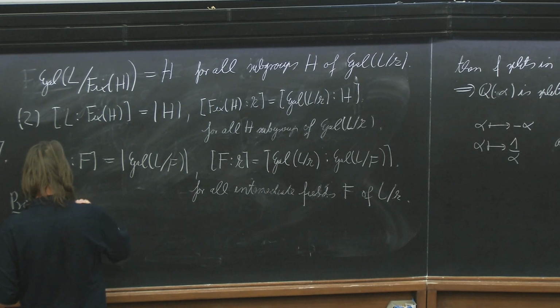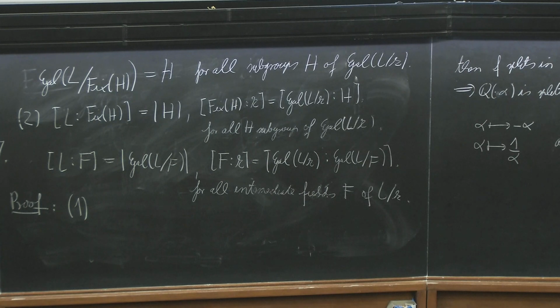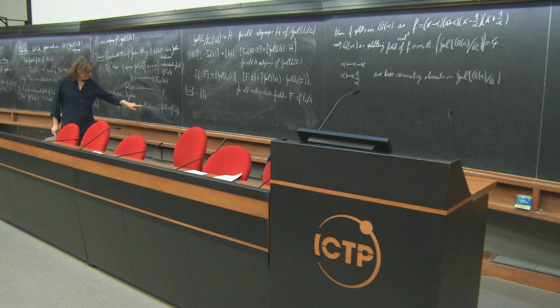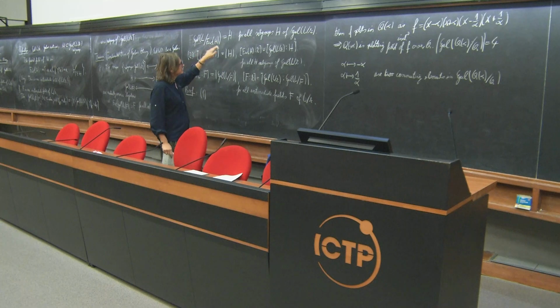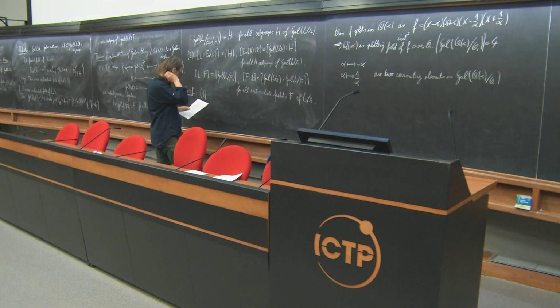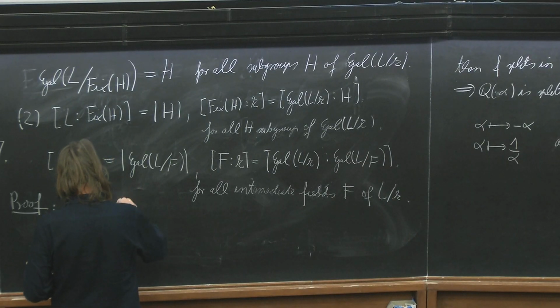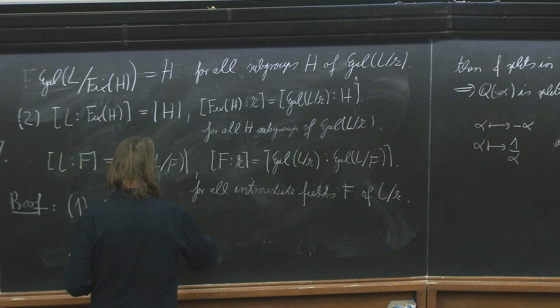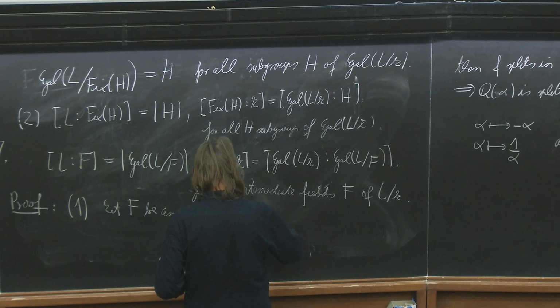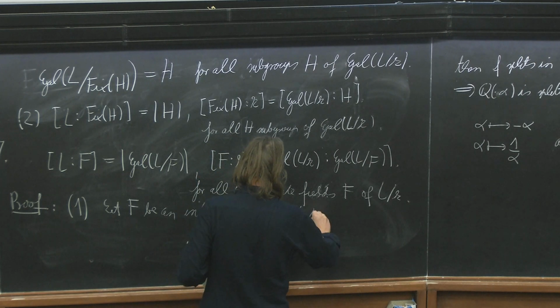So we want to show, we will show one. So we have to show, the statement of one are these two identities. The fixed field of the Galois group of L over F is F for every intermediate field, and the Galois group of L over the fixed field of H is H for every subgroup. So we've proved the first one. So let F be an intermediate field of the field extension L over K.